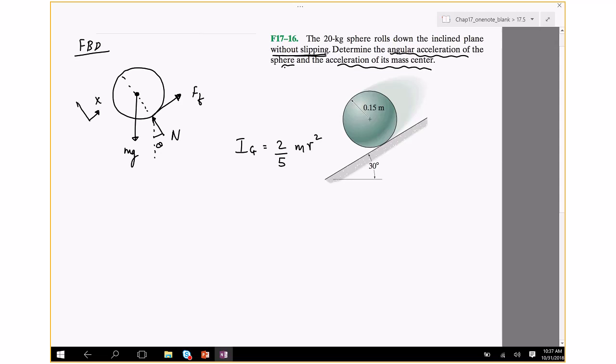So we can assume, if you like, x to the right or along the plane upwards. I'm just doing that because that way I'm consistent. X plus y gives me k when I take the right-hand rule. So then Fx equals mass times a_G in the x direction. Fy equals m a_G in the y direction. And moment about G equals I_G alpha.